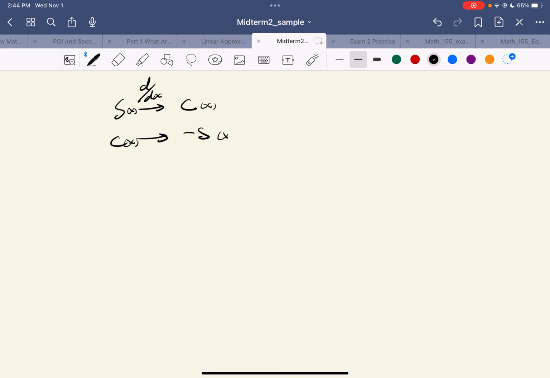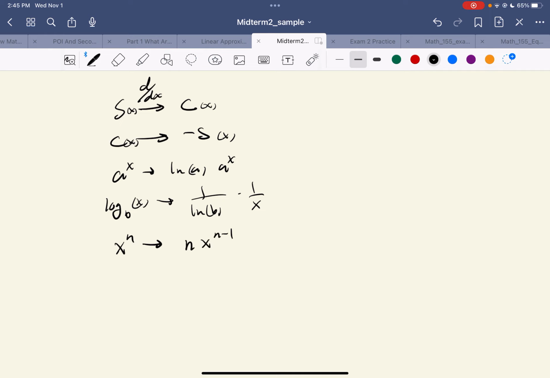Cosine of x becomes sine of x. A to the x becomes natural log of a times a to the x. Log base b of x becomes 1 over the natural log of b, times 1 over x. There are many ways to write it. I said 5 functions, and then the power rule. These are the 5 derivatives that I think you should just totally memorize.